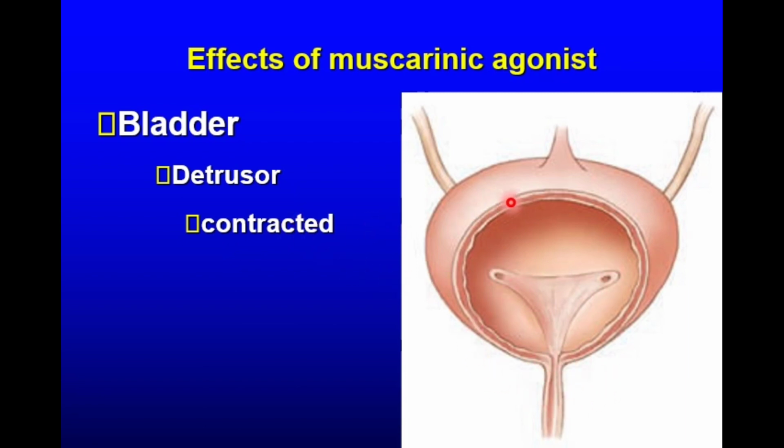The detrusor receives parasympathetic innervation only. The released acetylcholine causes contraction of the detrusor, and therefore muscarinic agonists stimulate micturition. The trigone and bladder neck receive only sympathetic innervation.